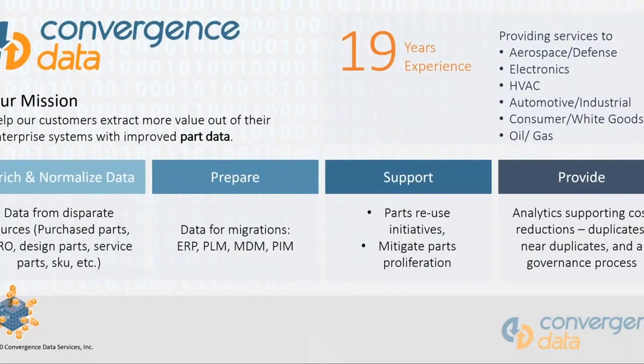A brief introduction on Convergence Data. We've been focused on parts classification for the last 19 years in a variety of industries, as you see in the top right. We have a data services team that collects information on purchase parts, design parts, parts you put in your bill of material, or service parts, products you put in your PIM system. Many companies engage us as they're trying to deploy a new PLM system or ERP system or PIM system. Some of the value propositions that we provide is helping engineers reuse parts or helping procurement with better spend analytics on direct materials, which includes identifying duplicates and near duplicate parts.